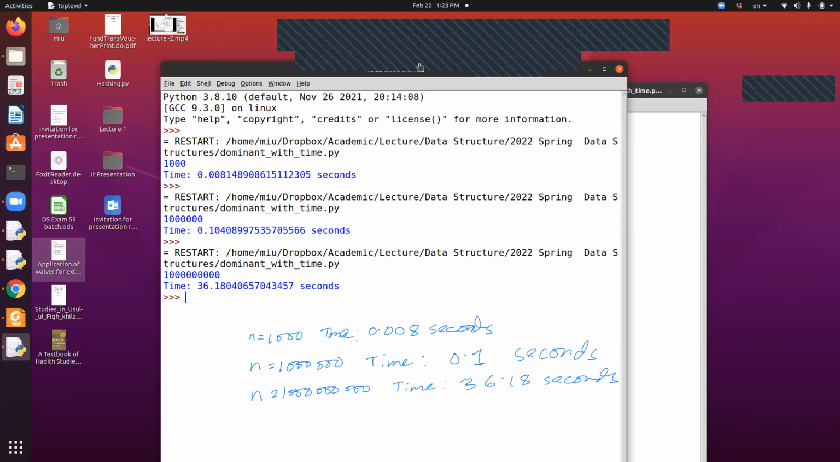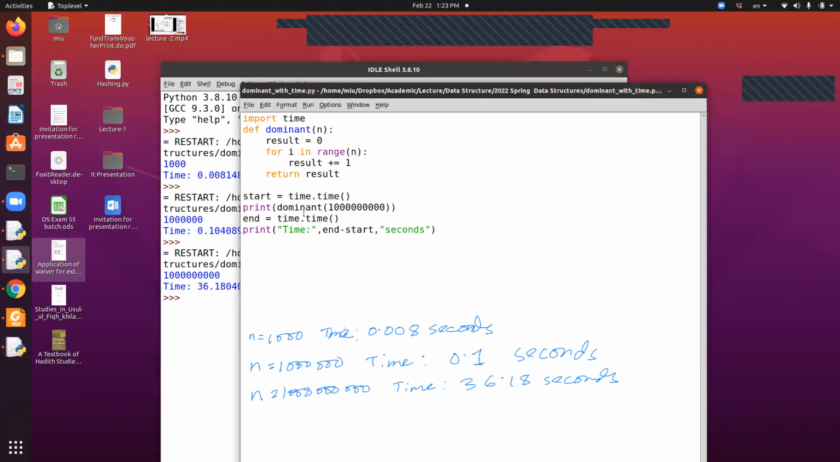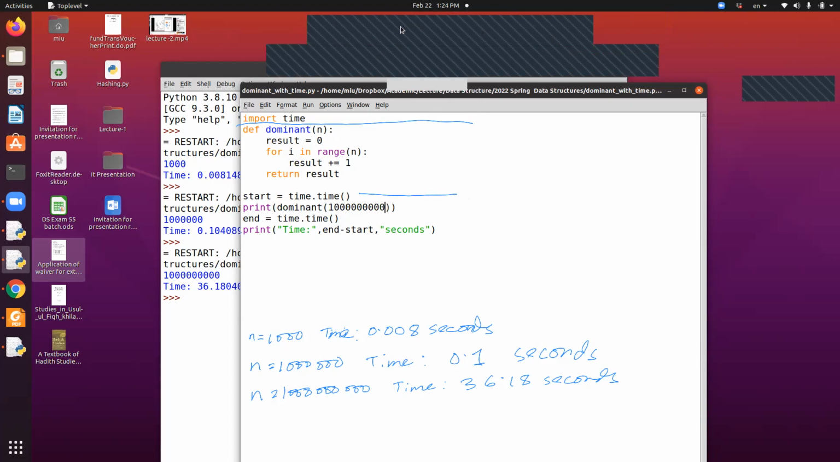So what is the reason? Let us analyze. Where is this increase in time coming from? If we analyze this program, we find that there are certain lines that run only once when I run the program. So what are those lines? Let me show you. Let me create a table right over here.